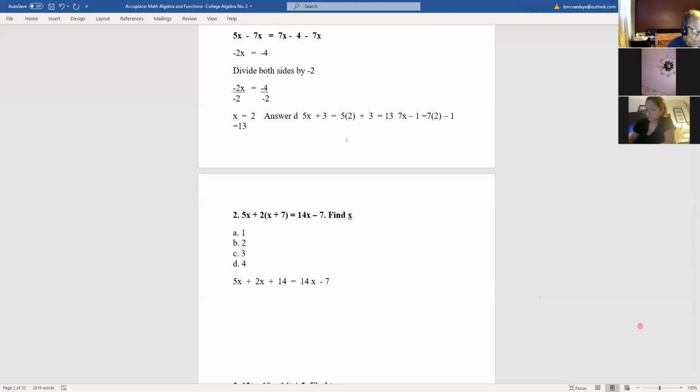Okay, now let's just say what you did here. You multiplied 2 times x plus 7. That's how you got the 2 times x is 2x and 2 times 7 is 14. Now, what did you do next?